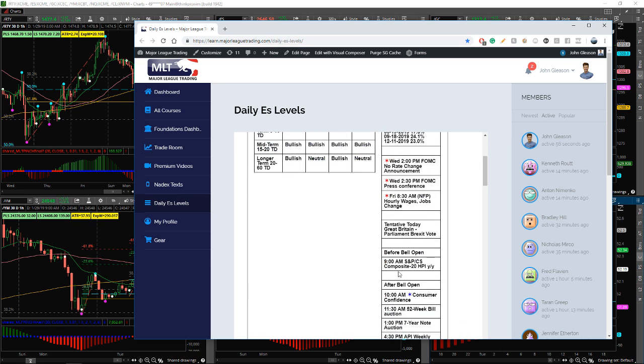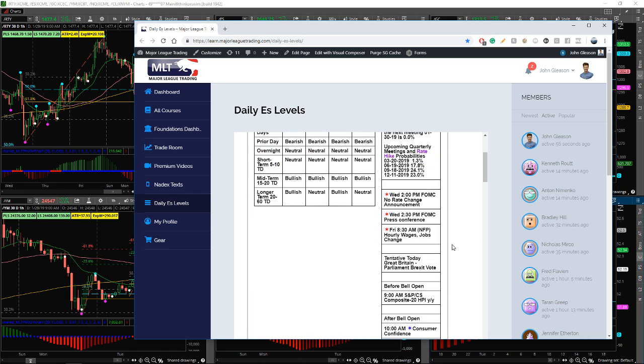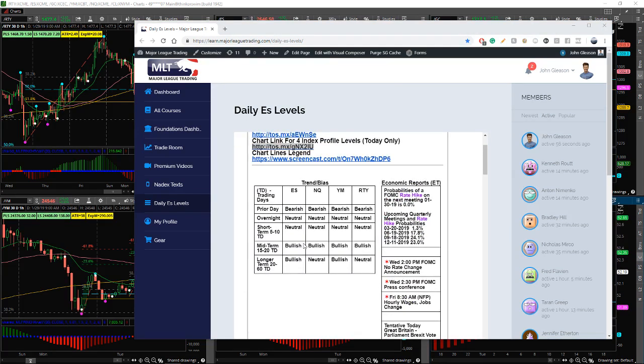We had 9 a.m. composite HPI, but as a reminder, the big news event Wednesday is the FOMC, and there is not any anticipated announcement. For our trend biases of the prior day, bearish ES, Nasdaq, Dow, and Russell. Neutral in the overnight session across all four indexes. On the shorter term time frame, we're neutral as well, 5 to 10 day period.